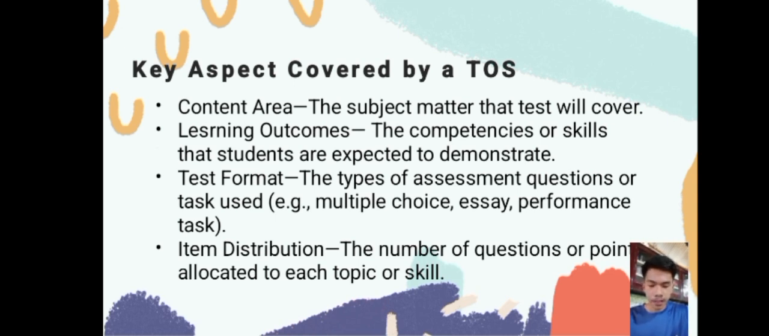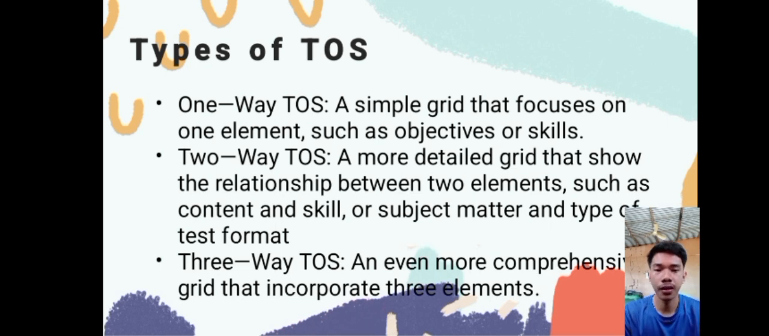Then the last one is the item distribution, the number of questions or points allocated to each type or skill. For the different types of table of specification, there are only three types. These are the one-way, two-way, and three-way table of specification.